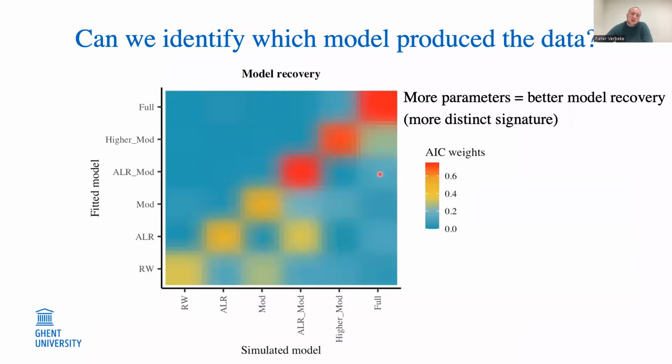And then, of course, we want to know, before we test these models on empirical data, whether it's possible to identify which model produced the data. In other words, if we simulate a data set with a given model and we fit all models on the output of that simulation, do we find the highest evidence for the model that produced this data? So what you want is that this diagonal is red, basically. And this indeed seems to be sort of the case. And we see that with more parameters, this identification gets better, probably because the model has a more distinct signature.